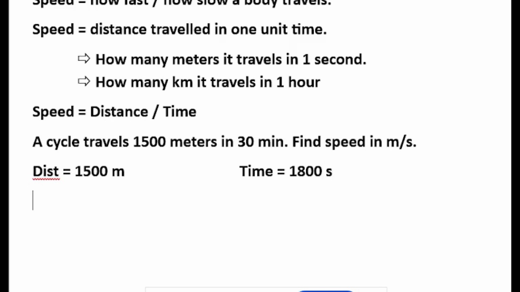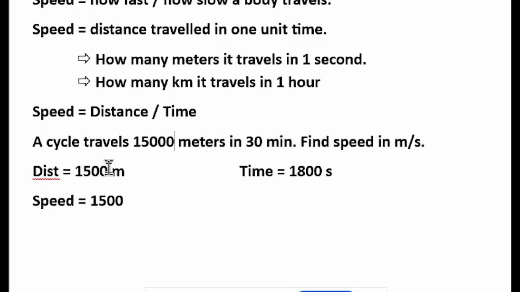30 minutes multiplied by 60. 30 into 60. 3 into 6, 18, then 00. So your speed will be 1500. Okay, this became very small. Let us make it 15,000. Otherwise the cycle will be very slow. Okay. So 15,000 divided by 1800.